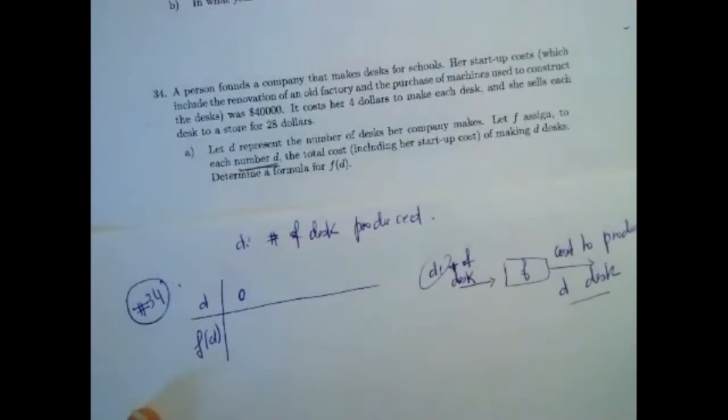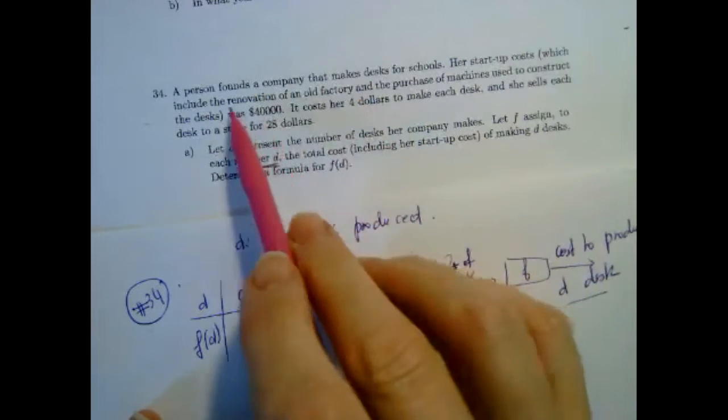If D is 0, what is f of D? What is the cost to produce 0 desks? 0? No, 40,000. Why? Because there was a startup cost at first. That's exactly it. That's the startup cost. Even if they don't produce anything, they need a startup cost because they need the money.